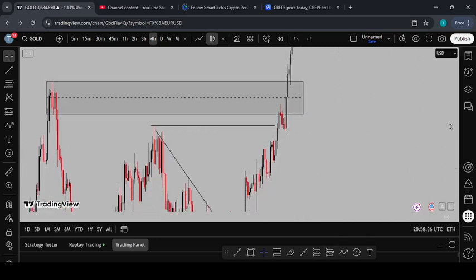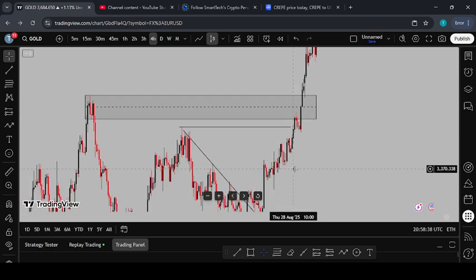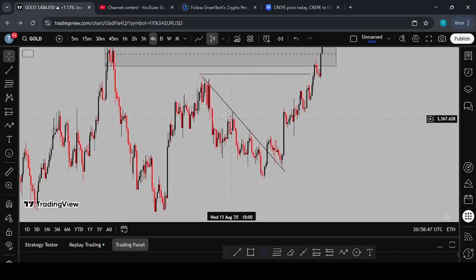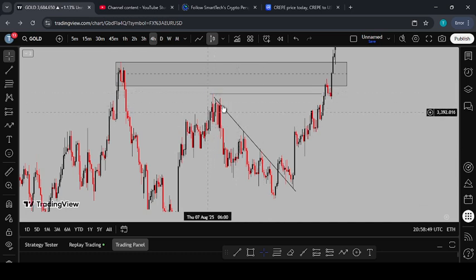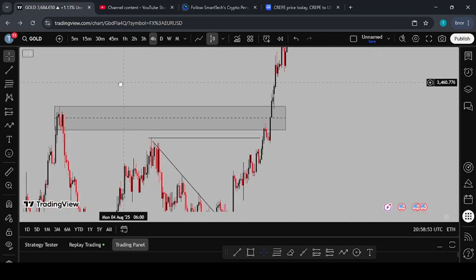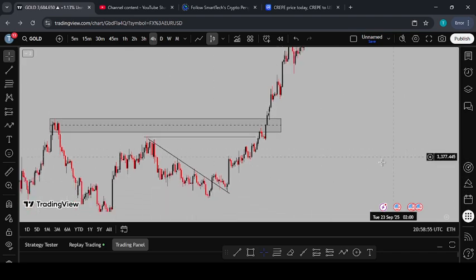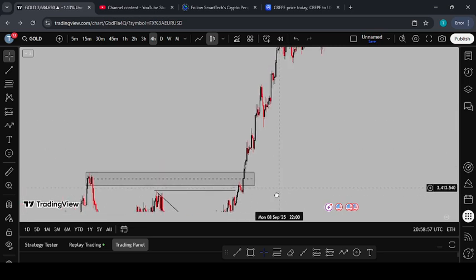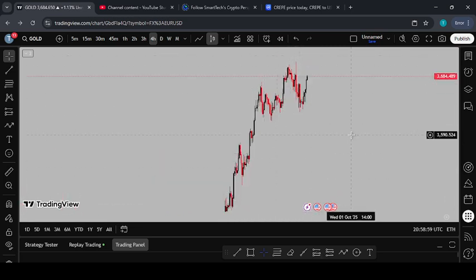So at this point, you have a liquidity run. It means price sweeps liquidity, does not stop, and continues taking out. Look at it: took out this, no reversal, took out this, no reversal, took out this sell POI, also no reversal. So this is a clean example of a liquidity run. Price just keeps taking out liquidity and keeps going higher without even making a pullback.